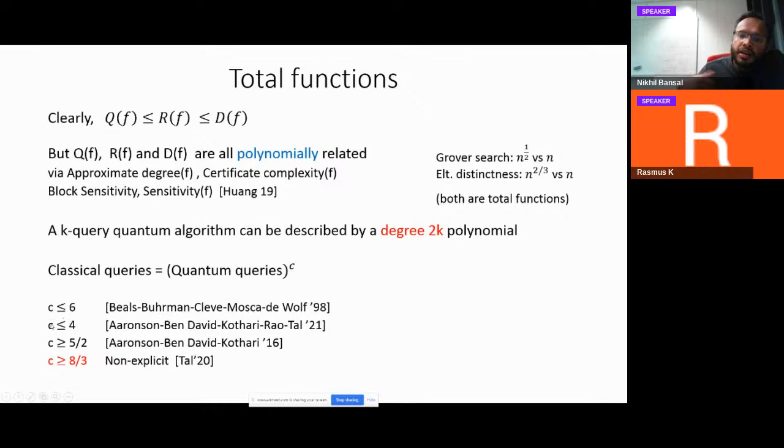And then people have also been trying to push it from the lower bound side, like separations between randomized classical queries and quantum queries for total functions. And the best bound prior to our work was 8/3 here. So the upper bound is 4, and there are functions where there is a separation of 8/3. Okay, so this is just some story about total functions.